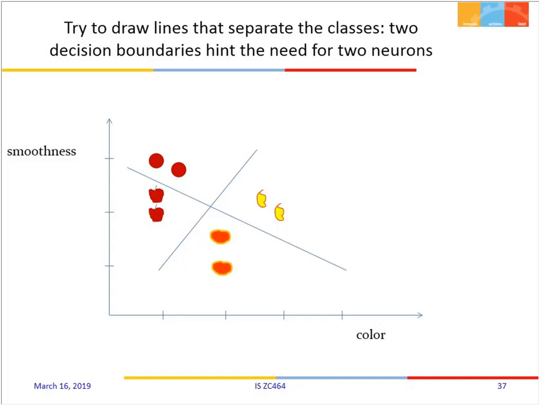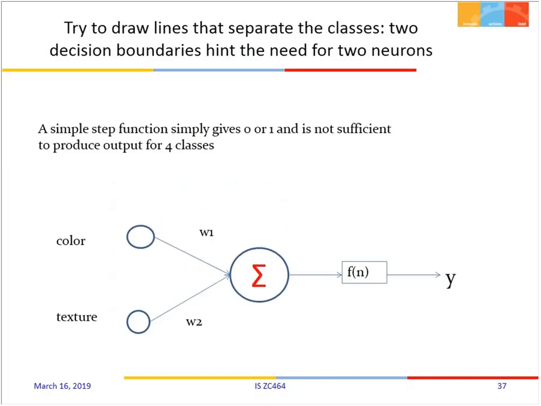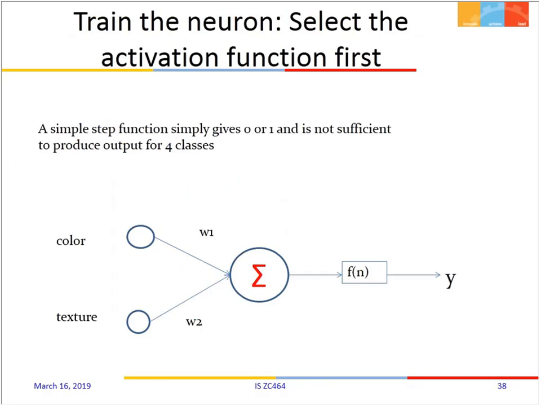So when we train the neuron, we select the activation function first. A simple step function simply gives 0 or 1 and is not sufficient to produce output for 4 classes, as we have seen in this example. So we use 2 different neurons.